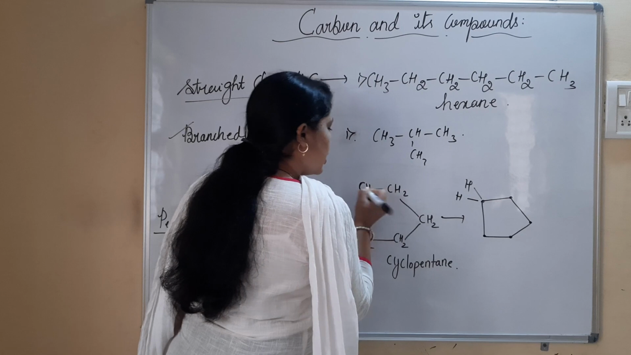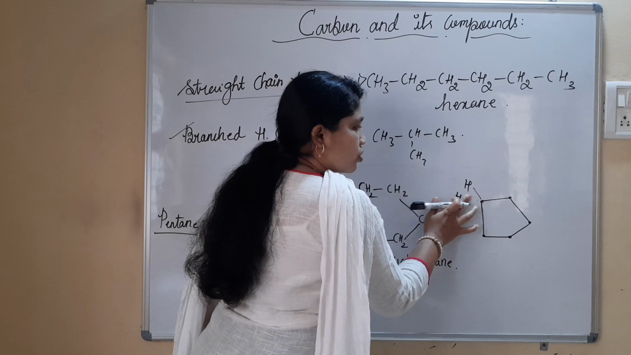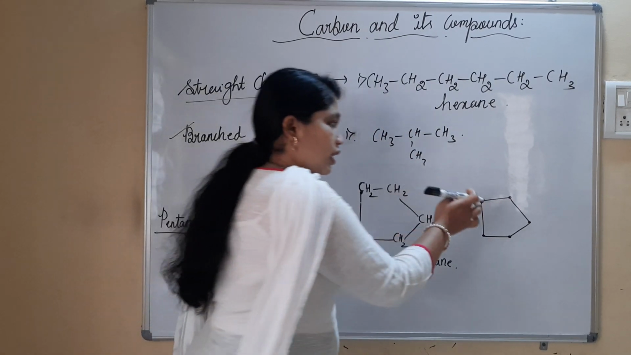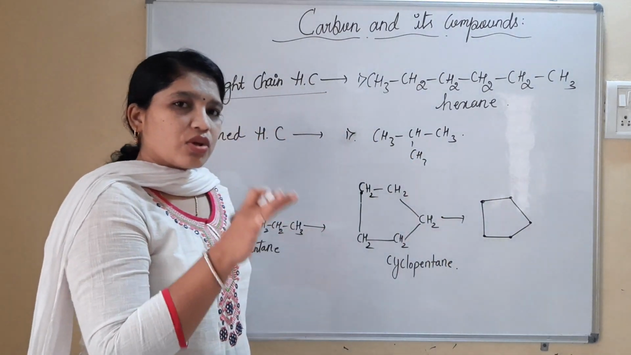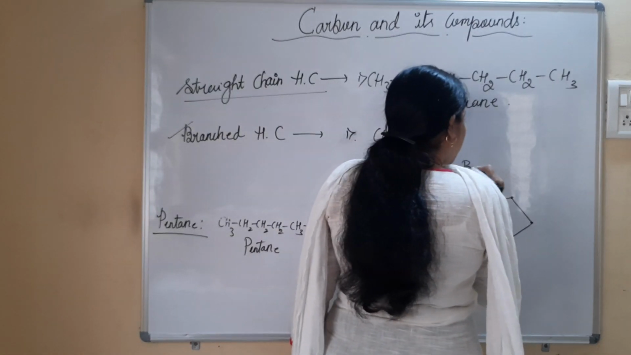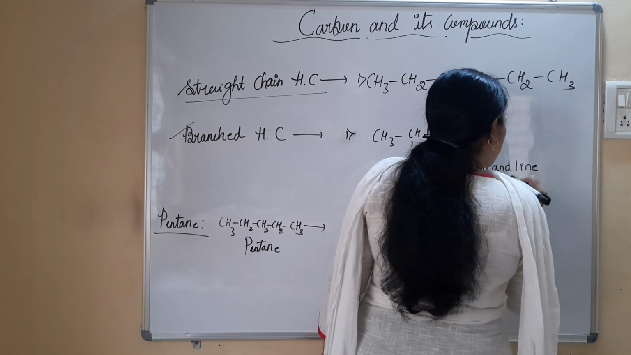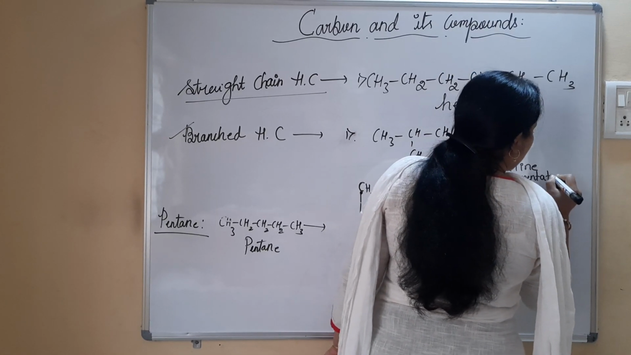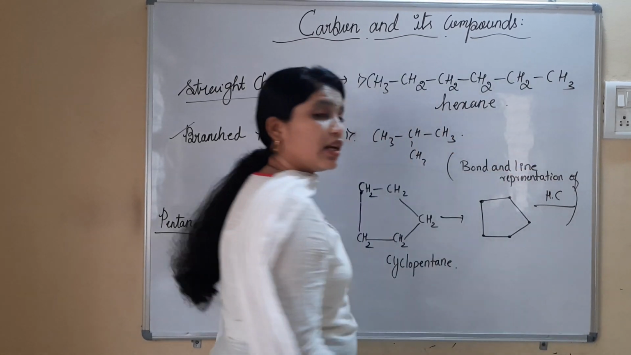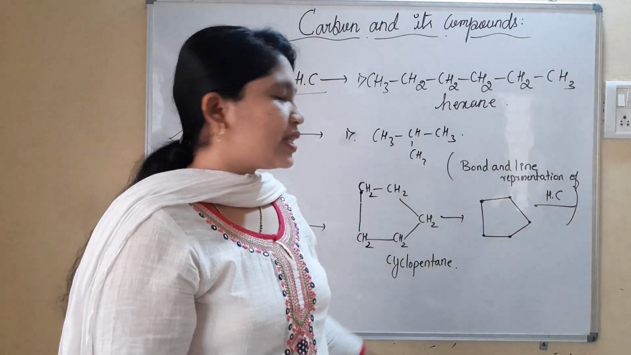This dot indicates there is a carbon atom. For one carbon, how many hydrogens are there? 2 hydrogens are there. So if you just write this dot, what I represented here, it indicates it already has 2 hydrogen atoms with it, which is considered the bond and line representation of hydrocarbons. When you come to PUC, you will understand all these things in detail.